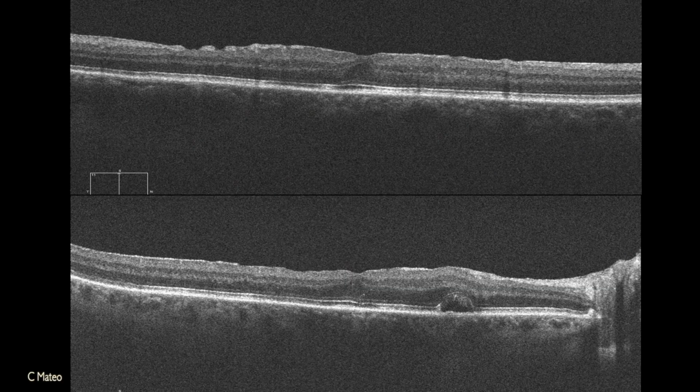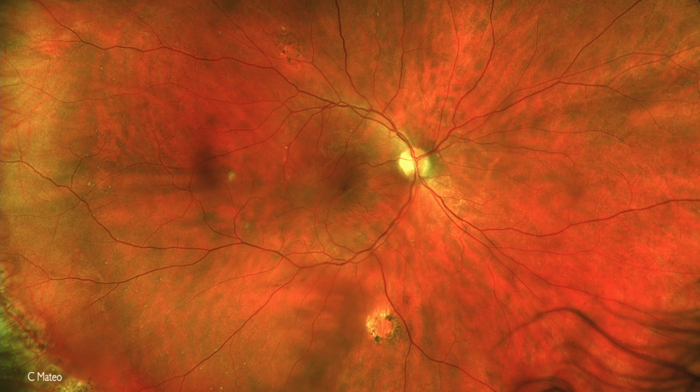This is the aspect of the OCT 2 months after surgery. You can see the dome fill and how there is no fold in the foveal center. One year later, visual acuity went to 20/25 with residual monocular metamorphopsia.